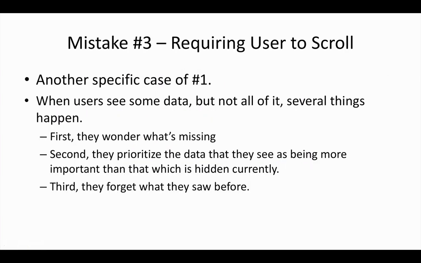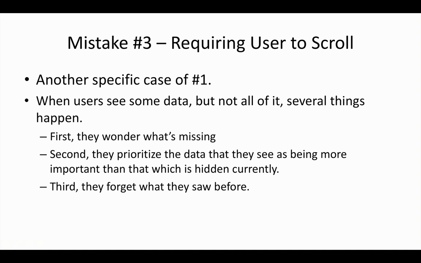So requiring the user to scroll was mistake number 3, a specific case of number 1. Now, here's the thing about scrolling that you might not have thought about. Some of you who've done design do know this. But when a user sees only part of the data but not all of it, a few things happen. First, they start thinking, what am I missing?